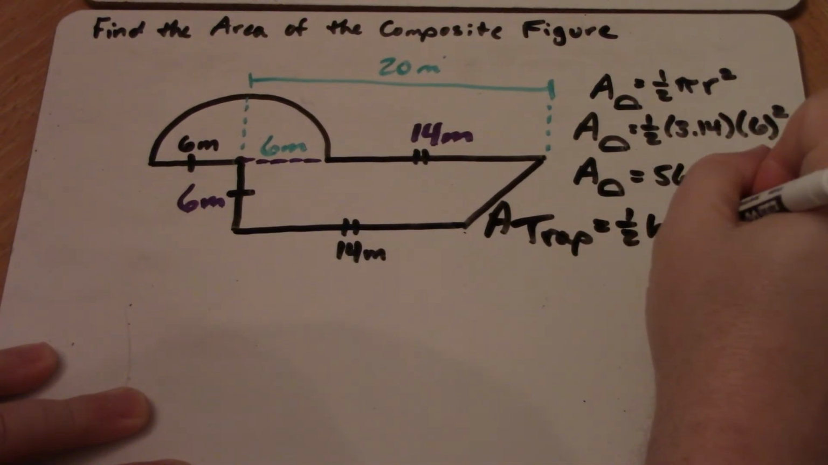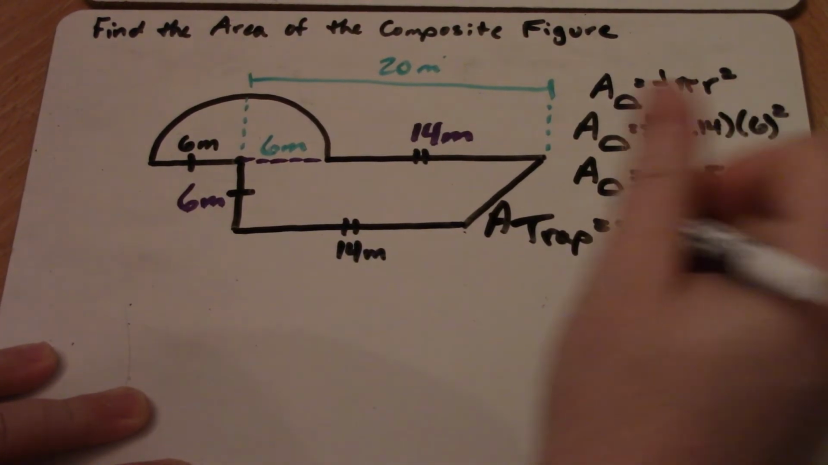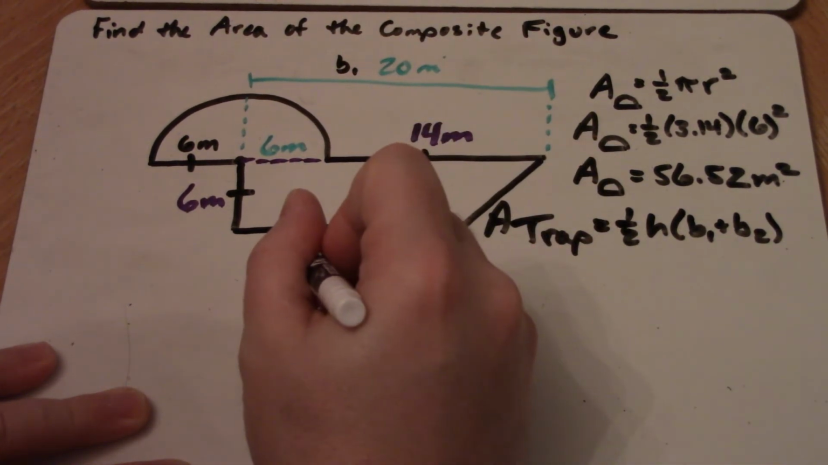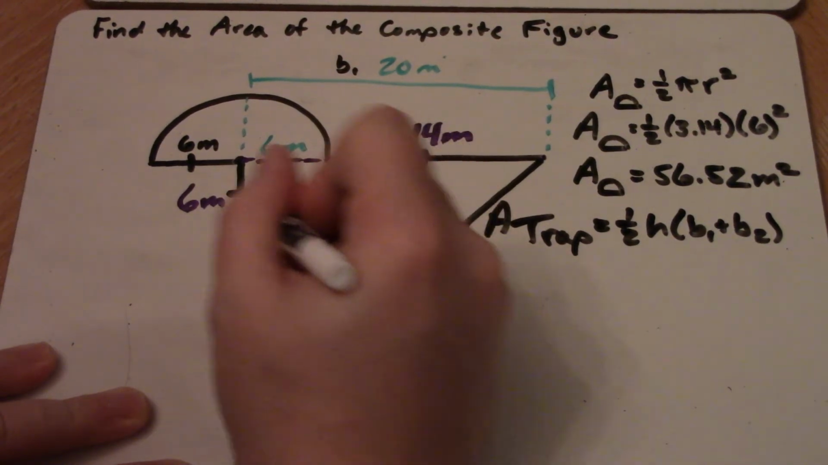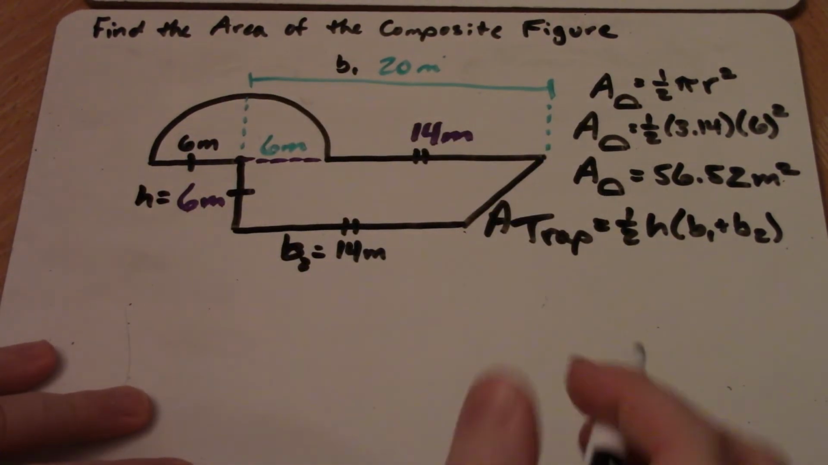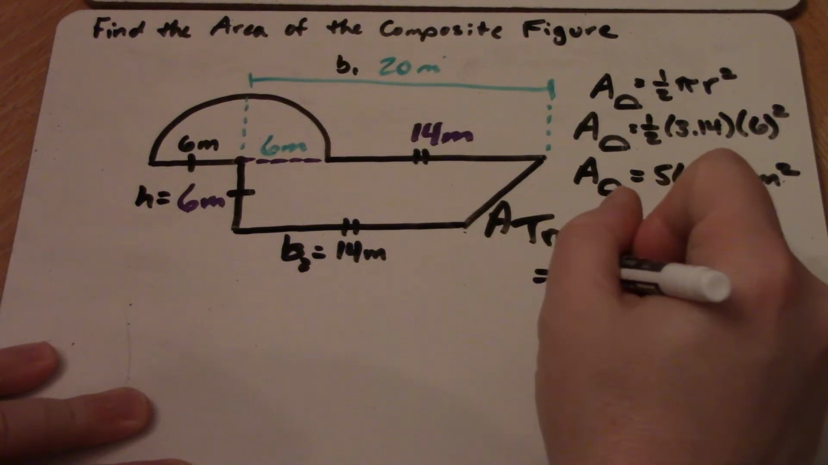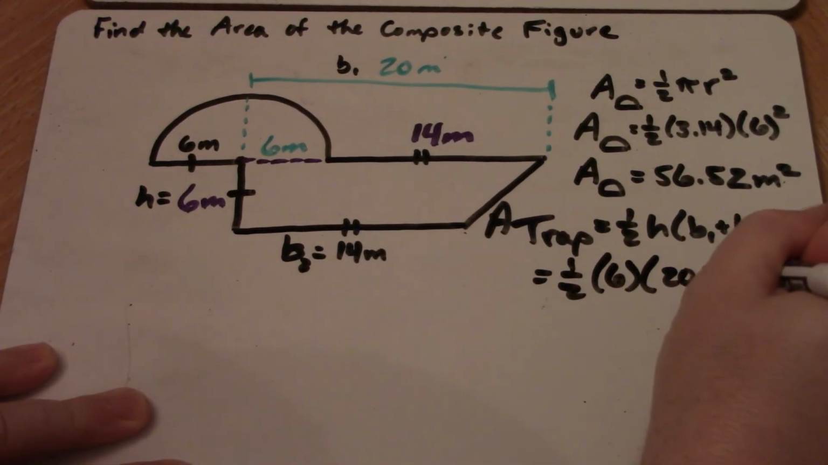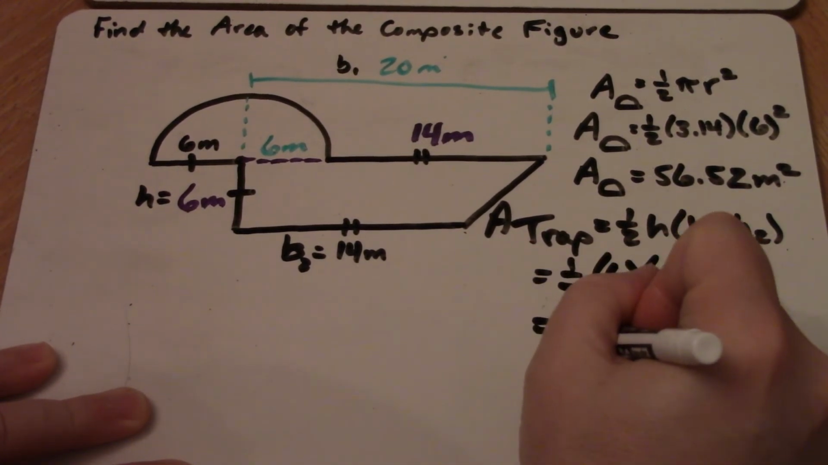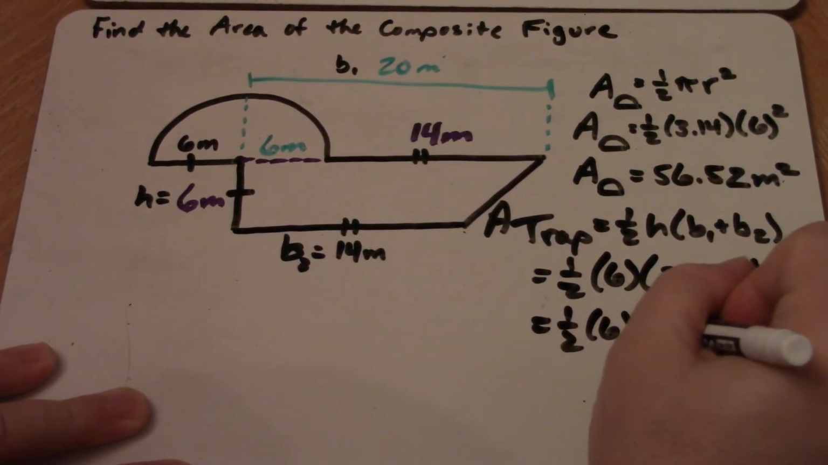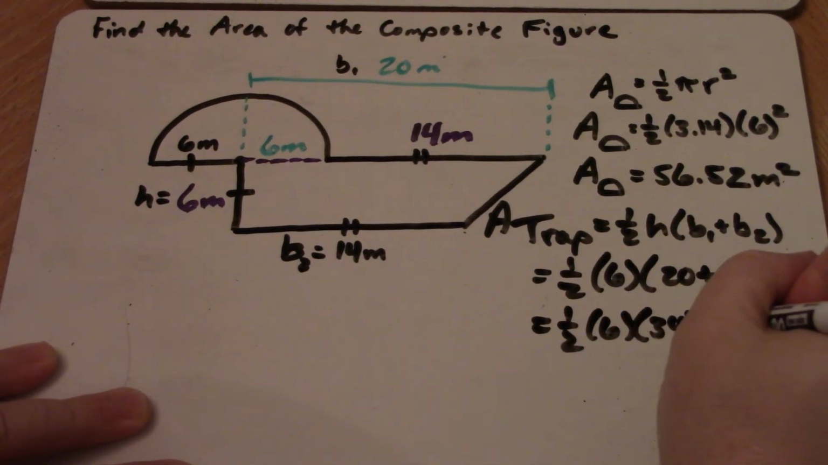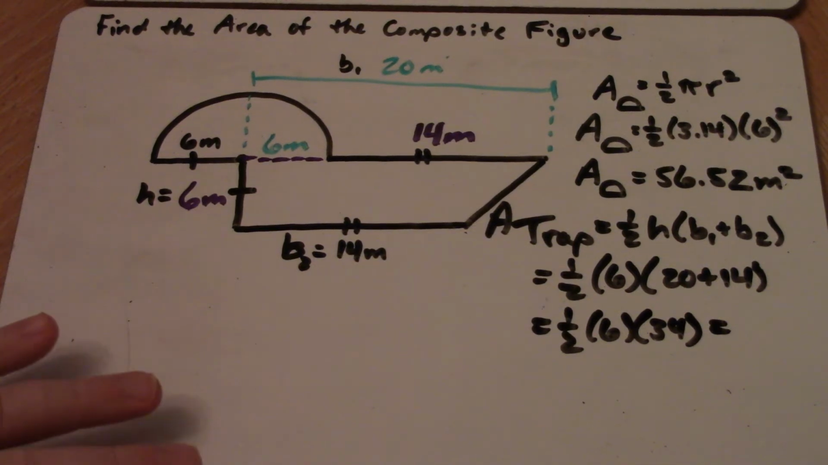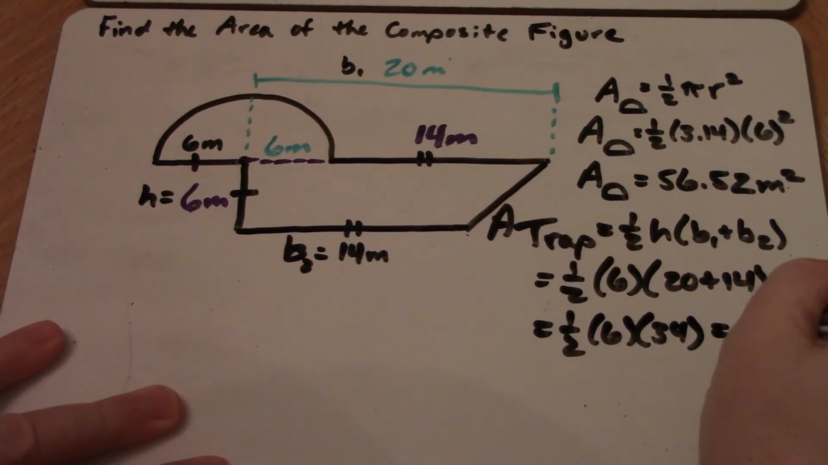For the trapezoid, 1/2 height times base 1 plus base 2. Base 1 is 20, base 2 is 14, and the height is 6. So that would be 1/2 times 6 times 20 plus 14, or 1/2 times 6 times 34. So the area of the trapezoid, feed that to your calculator, would be 102 square meters.